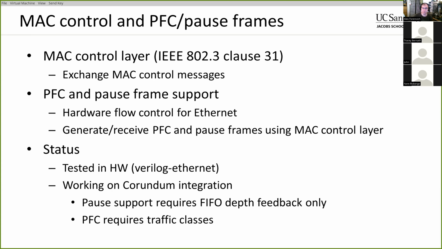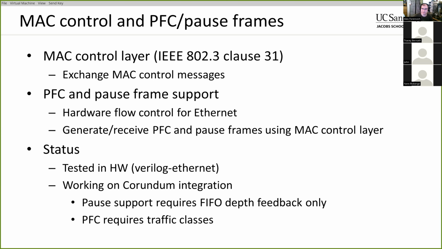So what I've been working on in the Verilog Ethernet repository is an implementation of PFC pause frame handling and MAC control layer handling. I've integrated that into most of the MAC modules and tested that in hardware. Seems to be doing what it's supposed to do. The next step then is to take that functionality and integrate it into Corundum. There's a few bits and pieces that I need to do in order for that to work. So that's what I've been working on over the past couple of weeks here.